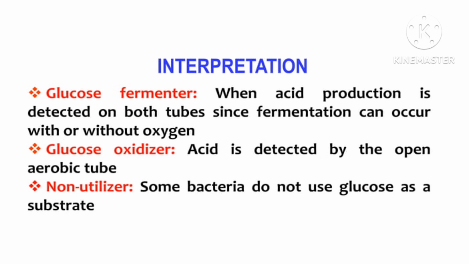And non-utilizer: some bacteria do not use glucose as a substrate for their multiplication or growth. Such organisms will not show any change in the aerobic as well as in the anaerobic tube. That comes as a non-utilizer. This is the interpretation of the OF test.